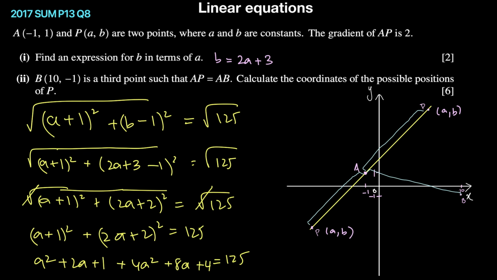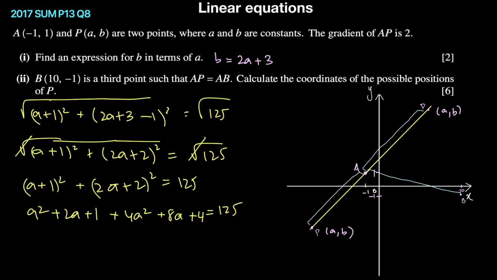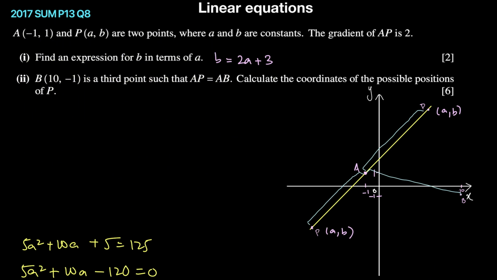So now we have this expression, and what we have to do now is solve for A. We have 5A squared plus 10A plus 5 is equal to 125. So that comes out to 5A squared plus 10A minus 120 is equal to 0. That's a quadratic expression, and now we're going to solve for A.